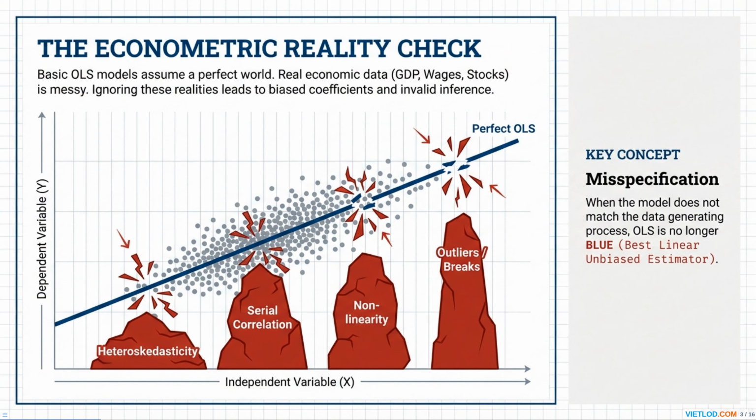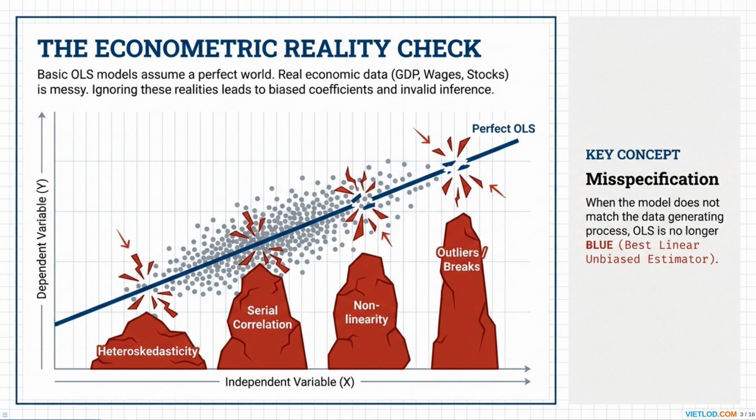It's often quite messy. This messiness manifests as common problems like heteroskedasticity, where error variance isn't constant, serial correlation, where errors are dependent over time, nonlinearity, where relationships aren't straight lines, and structural breaks, or outliers, which are sudden shifts or extreme observations. Ignoring these realities leads to biased coefficients and unreliable hypothesis tests.